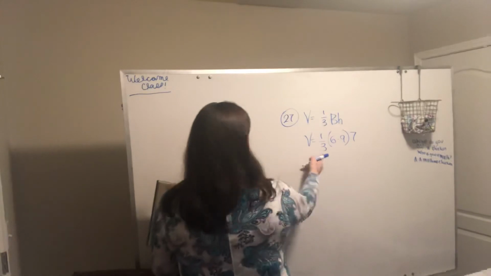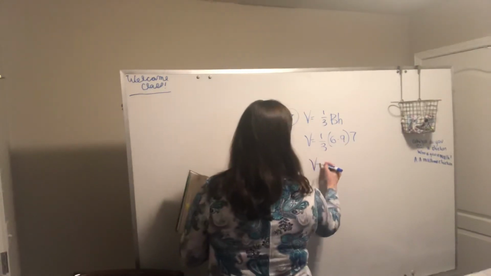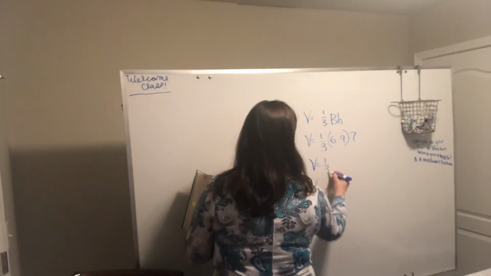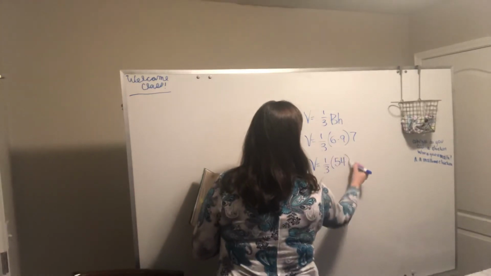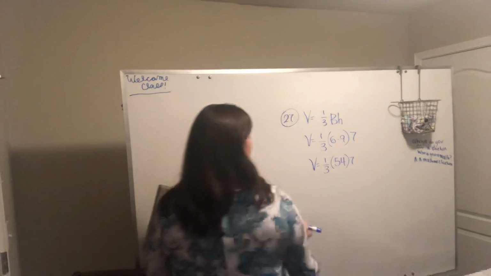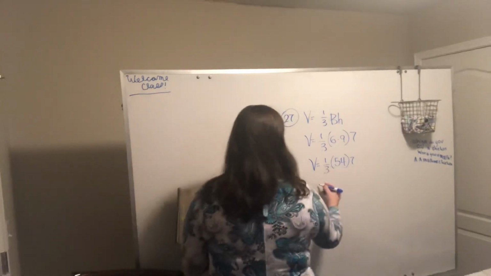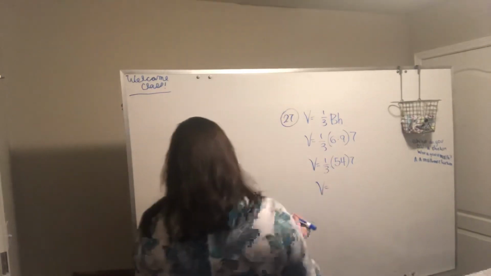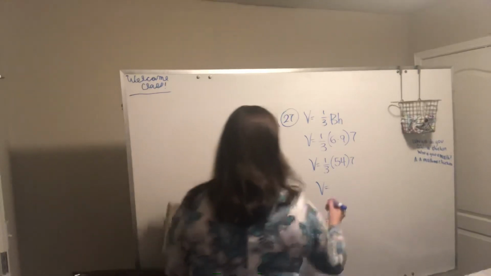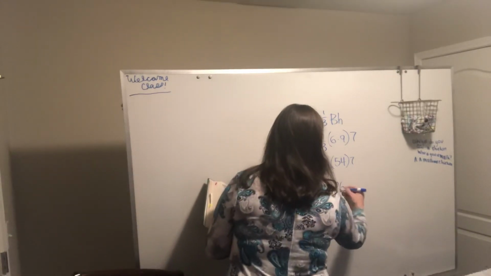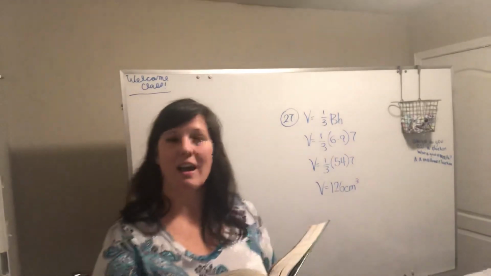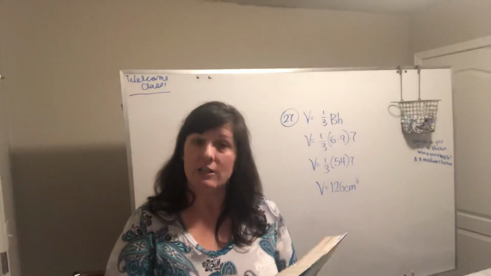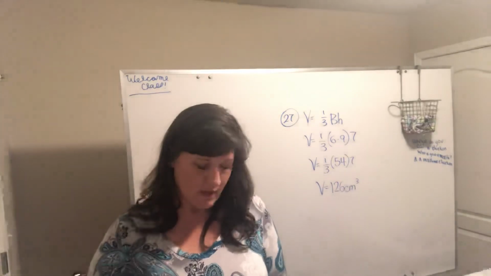If I were you, I wouldn't do anything yet. I would do 1/3. 6 times 9 is 54. Times 7. When you multiply that out and divide by 3, you're going to get your final volume is 126 centimeters cubed. So we've gone through each section and looked at some sample problems.